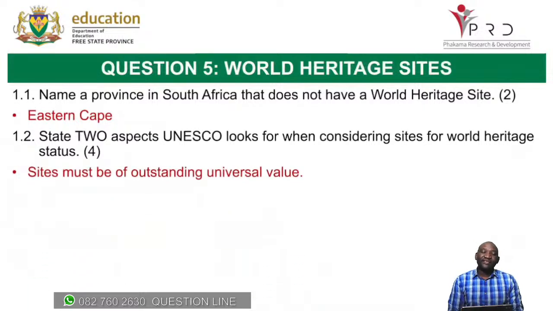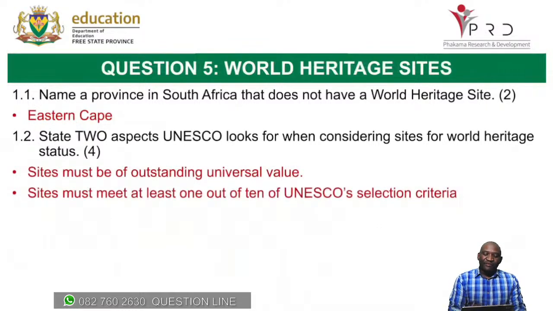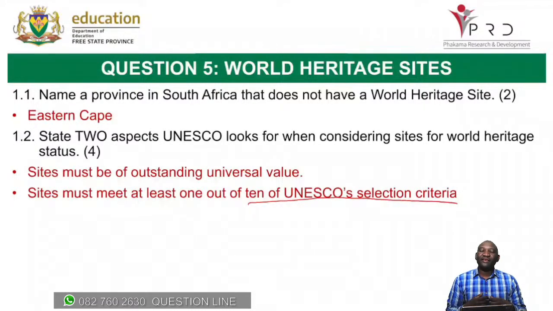Let's look at some of the answers that you might have come up with. So number one, they must be of outstanding universal value. So they must mean something to the whole world, not only to the country, not only to the province or the local area, but they must make a contribution or be of some value to the whole world. And secondly, they must meet at least 1 out of 10 UNESCO World Heritage selection criteria, right? It can mean that we're looking at the history of the living or the dead, the impact that they had. We can see especially the life of Nelson Mandela.